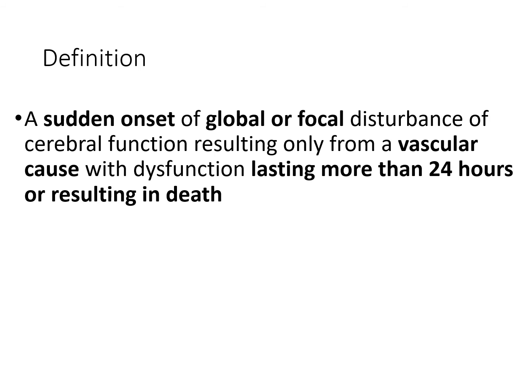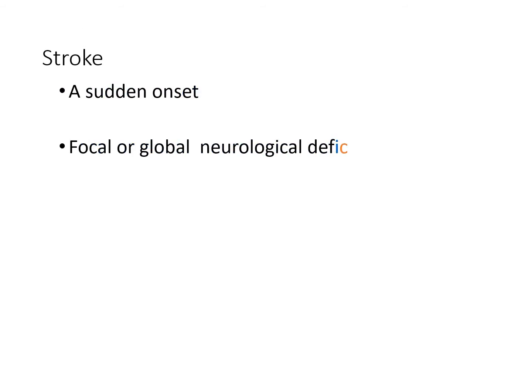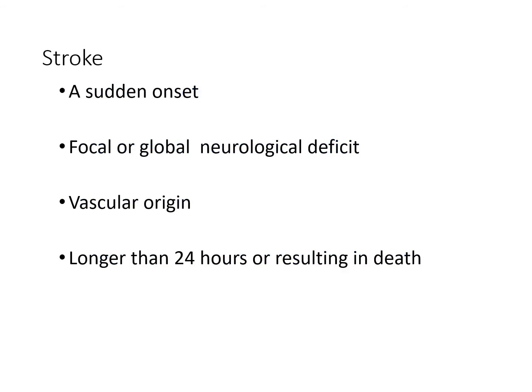It's sudden in onset. The origin must be vascular. If the origin isn't vascular, then it's not stroke. And the symptoms must last more than 24 hours or result in death. If the symptoms don't last up to 24 hours, it's called a transient ischemic attack. If it lasts more than 24 hours or results in death, it's called a what? Stroke. Okay? So I'm repeating them again so that you have it. Sudden onset, focal or global neurological deficit, vascular origin, lasting greater than 24 hours or resulting in death.